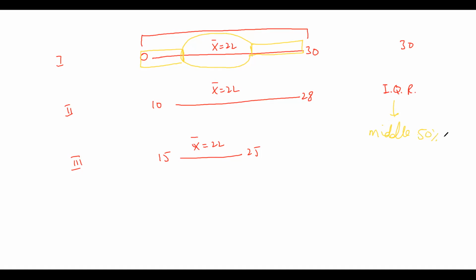Why do we need to look at the middle 50% of the data? Any idea, any guess? Sir, isn't it that the outer 50% could be outliers as well? Exactly. So the middle 50% is very representative. Very good. Exactly.